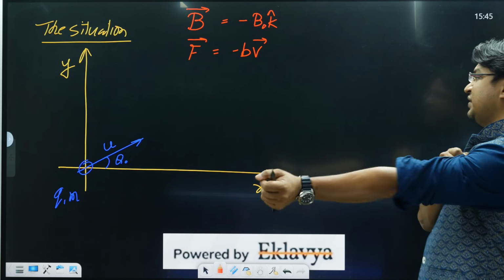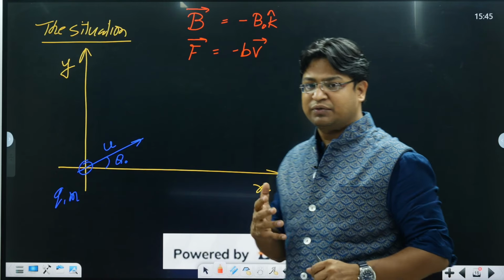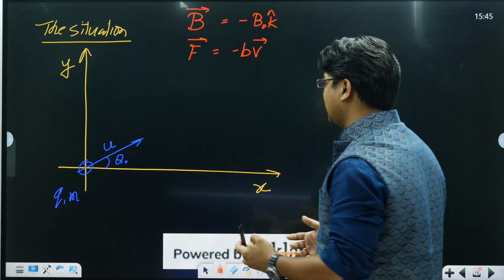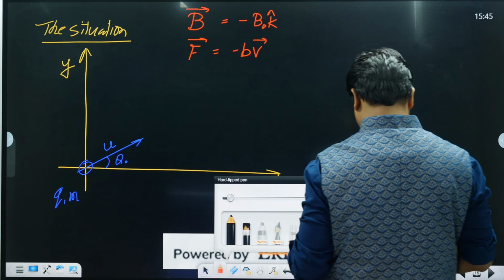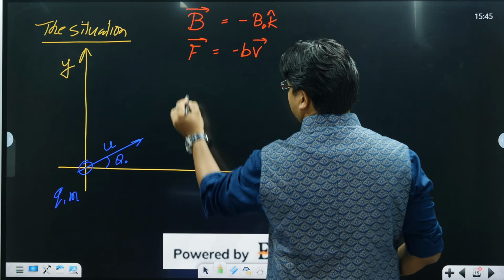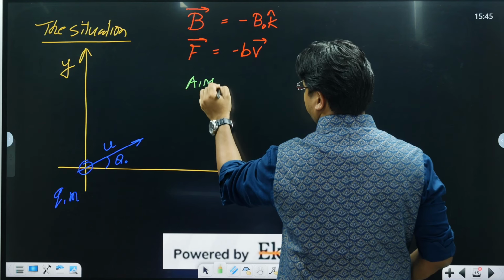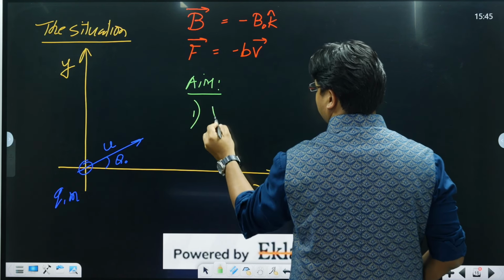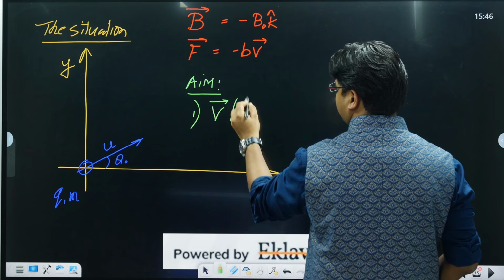We know what is given to us. We know what we want to find out. I'll write it also, like what is our aim. What do we aim to find? Our aim is to find the velocity vector as a function of time.